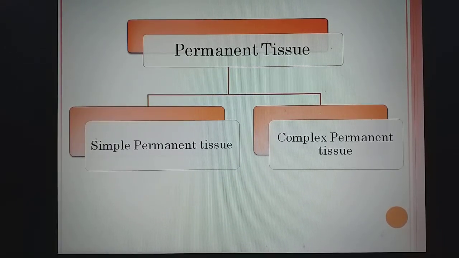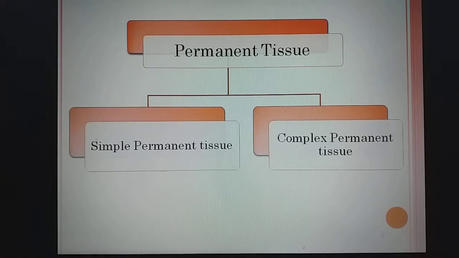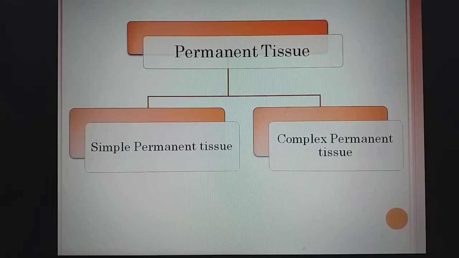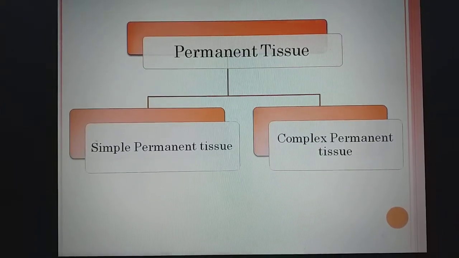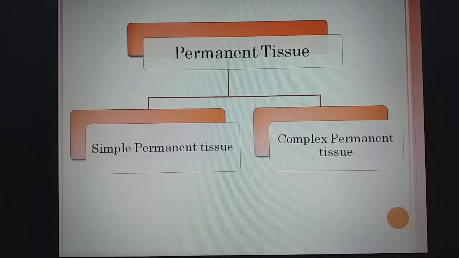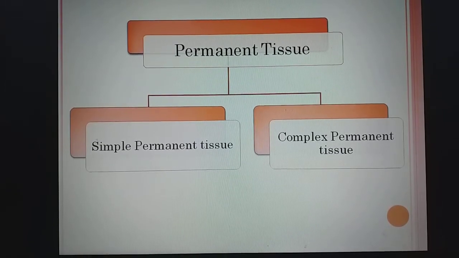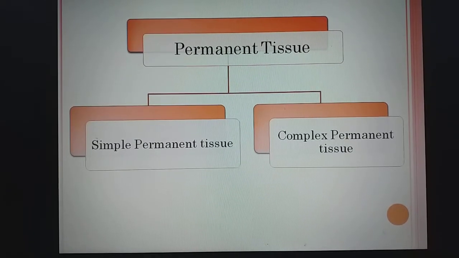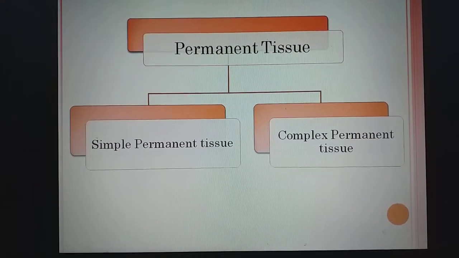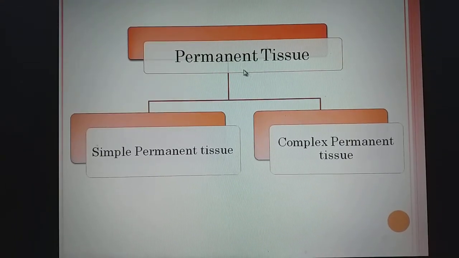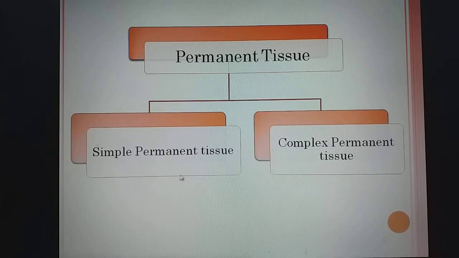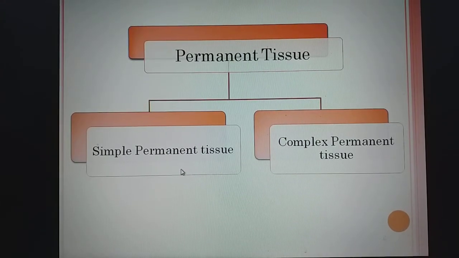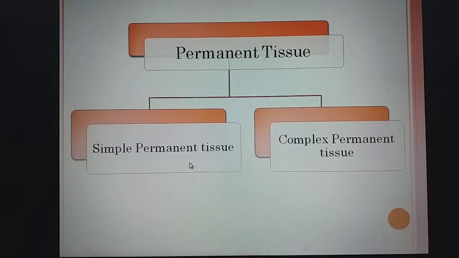So we are studying plant tissue now. Already I have taught you plant tissue is of two types, that is meristematic and permanent tissue. Meristematic tissue means those tissues which have the capacity to divide, and those tissues which have lost the power of division are known as permanent tissue. Permanent tissue is of two types, simple permanent tissue and complex permanent tissue. Simple permanent tissue means those tissues which are made up of similar type of cells.